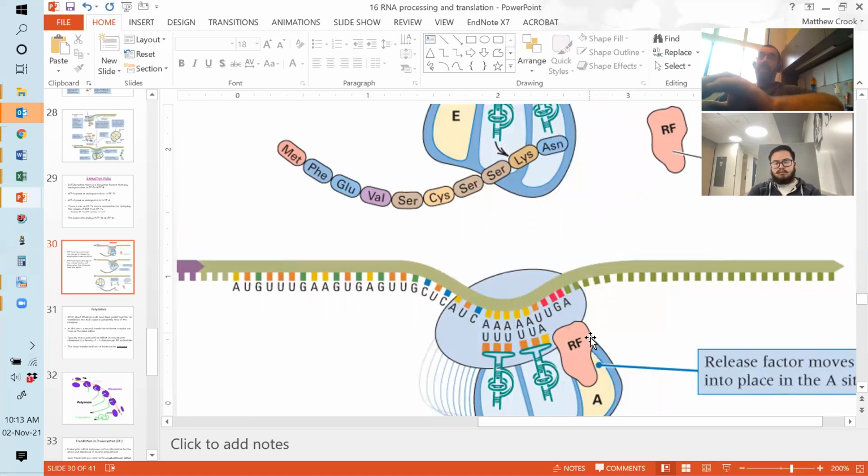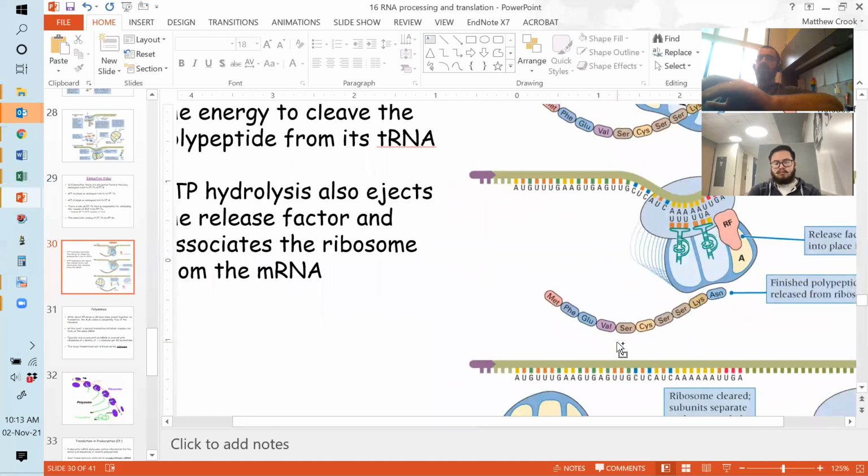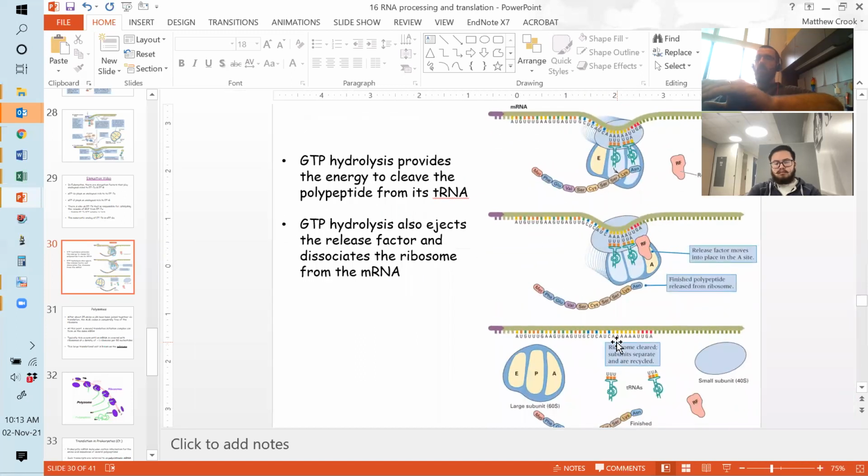That will recognize an empty A site that's stalled over a stop codon. And when it does, two things. One, it catalyzes the release of the polypeptide, right? So that polypeptide is done, gets folded, processed, whatever's going to happen to that. And then the ribosome is basically pushed apart, right? And is ejected from the mRNA. Translation is over.